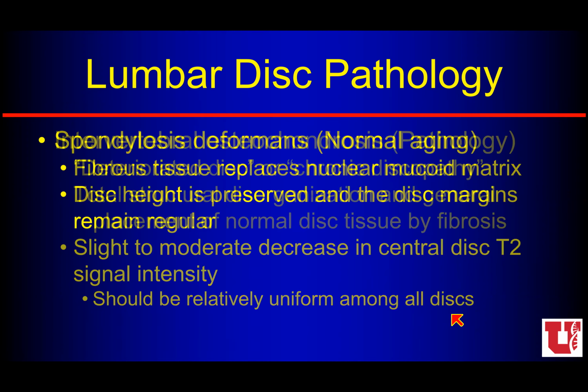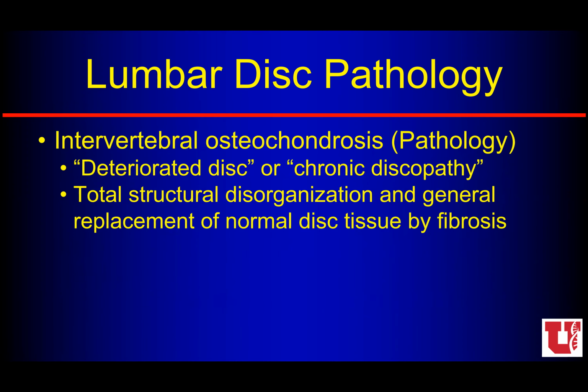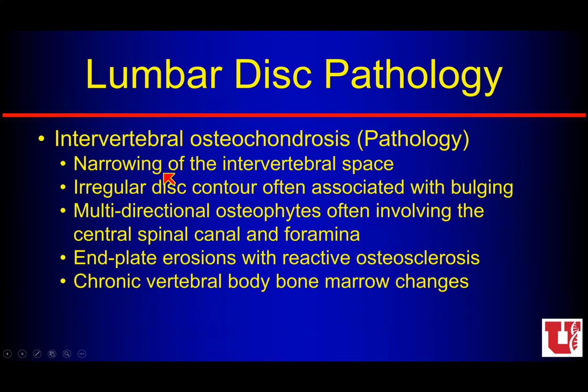We want to compare that to intervertebral osteochondrosis. That's pathology. So we have chronic discopathy, pathology of the disc, and here we have structural disorganization of the normal disc and changes with fibrosis. So we not only have those changes, but we also have osteophytes all over the place. We often talk about bulging of the disc that comes out. Osteophytes, end plate erosions, reactive osteosclerosis, so increased density of the end plates on CT, and chronic changes with the marrow at that level.